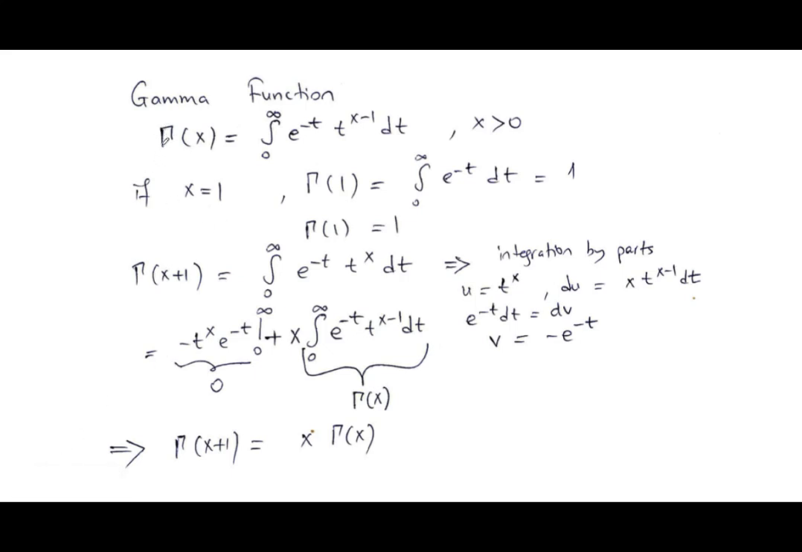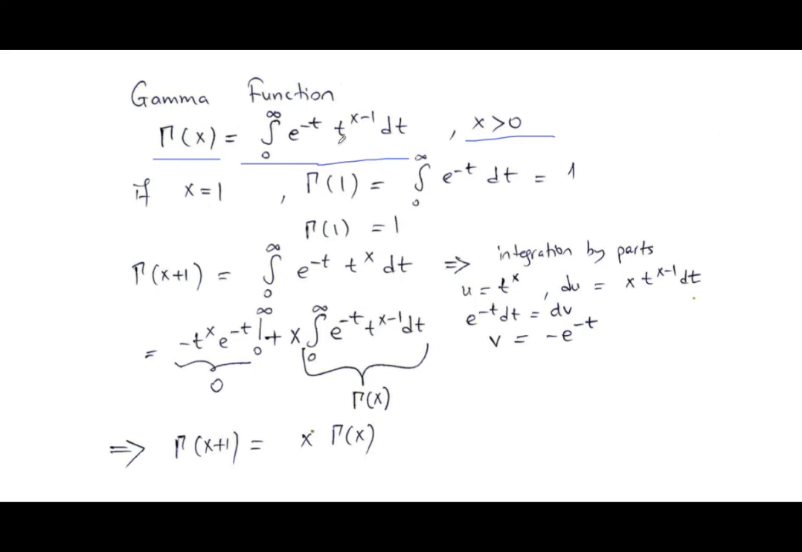And we use this capital Greek letter gamma of x to represent the gamma function. This is an integral from 0 to infinity of e to the power minus t times t to the power x minus 1 dt, and this x is greater than 0. So you can give different values to this x and try to calculate this gamma function.